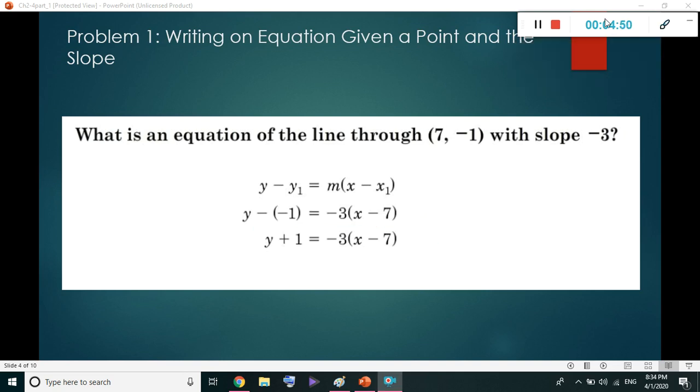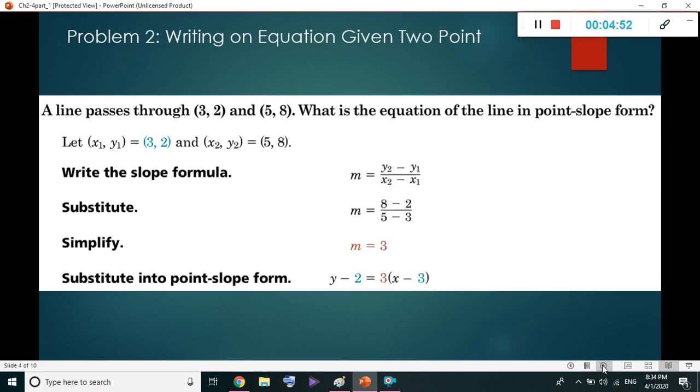Let's now check if we have more examples. No, we're going to go for the second problem, which is writing an equation given 2 points. If they only gave us 2 points and they asked us to write the equation of the line in point-slope form, as in this example here.